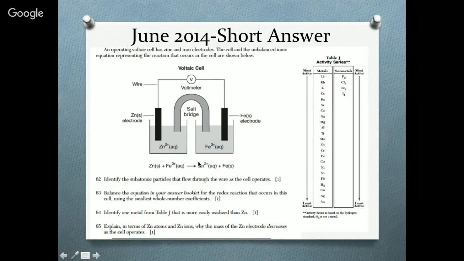Since you're multiplying the zinc by 3 on the product side, you'd have to make a coefficient of 3 for the zinc on the reactant side. And since you multiplied the iron by 2 on the reactant side, you'd have to put a 2 in front of the iron on the product side.